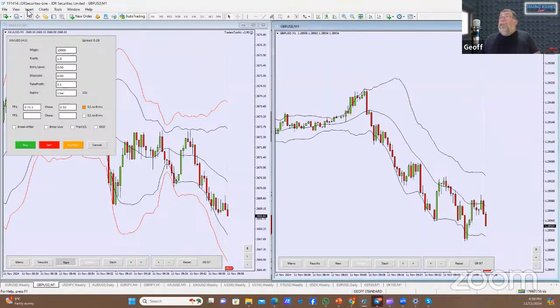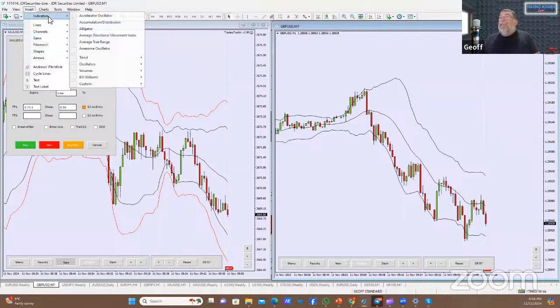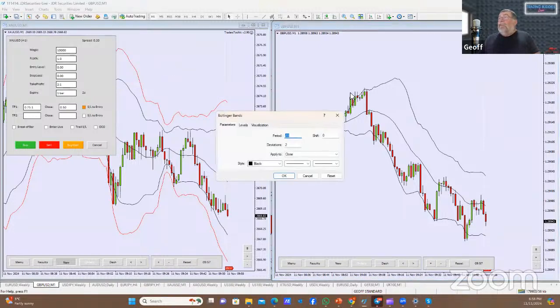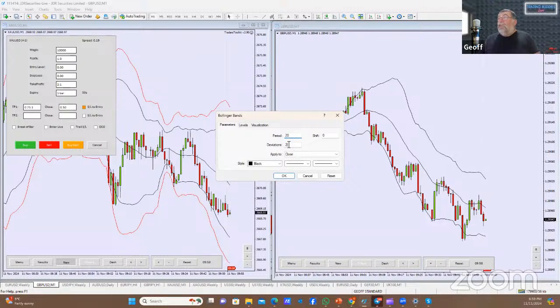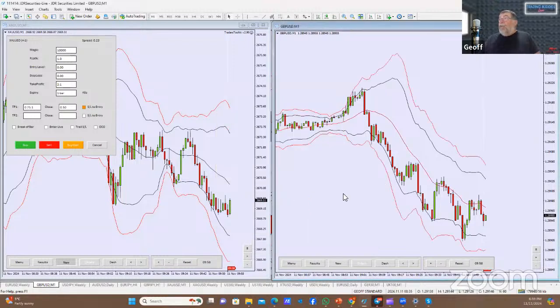Then we do exactly the same thing again. Insert, indicators, trend, Bollinger Bands, but this time we change the deviation to 3. So 2 becomes 3, and I want that one red. Red for don't want to go outside that area. So what we're looking for is price to touch the red line or close on the red line or even beyond the red line, preferably not beyond the red line, but on or touching the red line is fine.